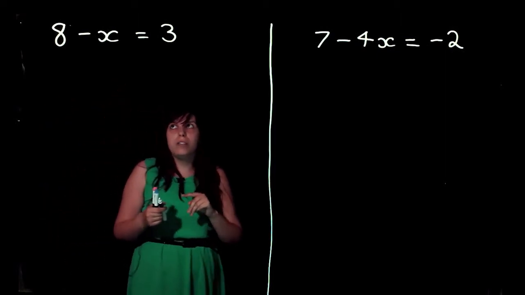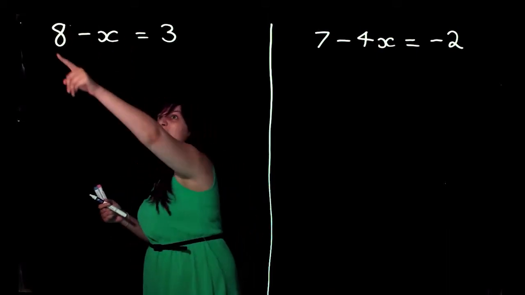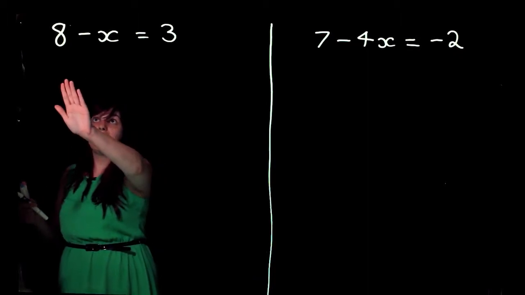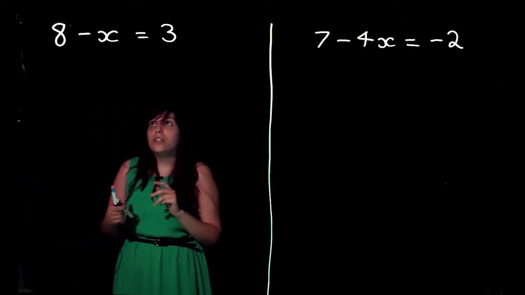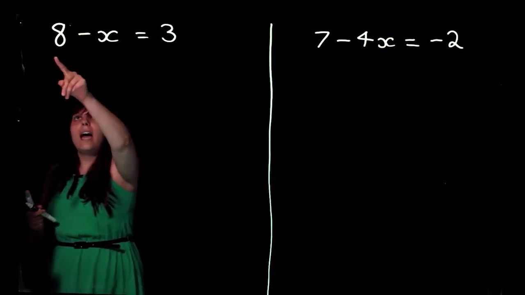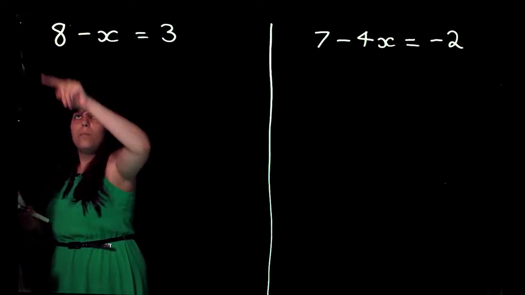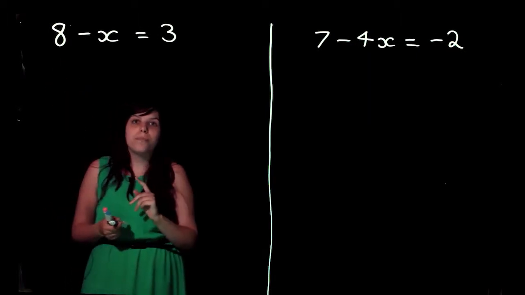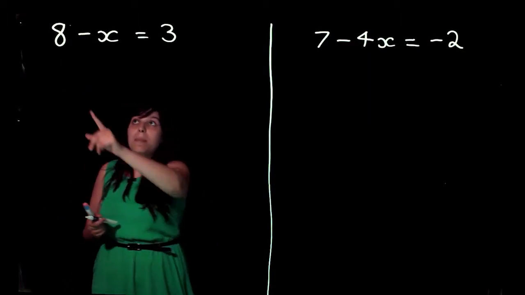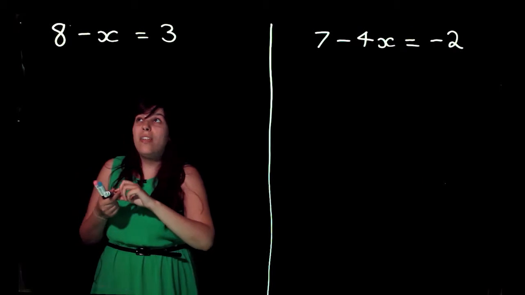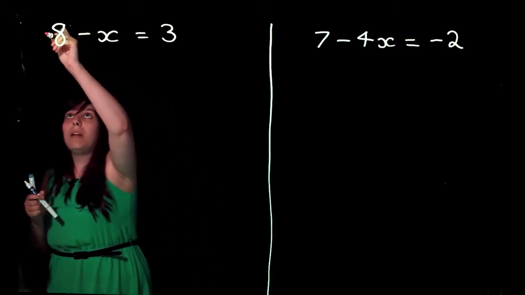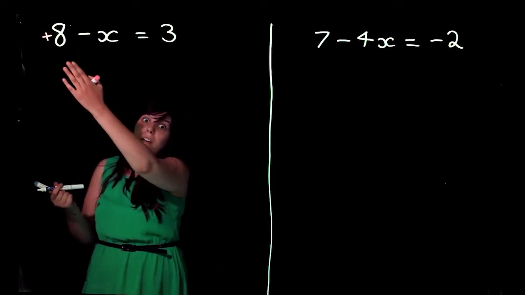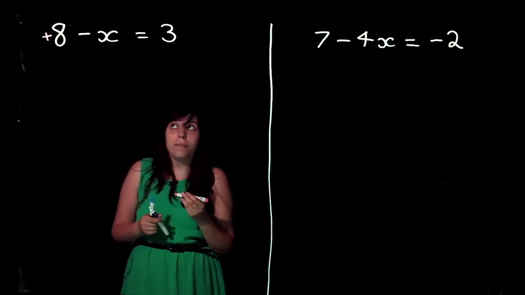So the first thing I'm going to do is rearrange this side just to make it easier for us to use, with the x first and then the constant. So I need to have a look at this 8. What is that 8? Because it's at the front of an equation and doesn't have a sign in front of it, that means it's actually plus 8. Because if it was minus 8, it would have a negative sign in front of it.